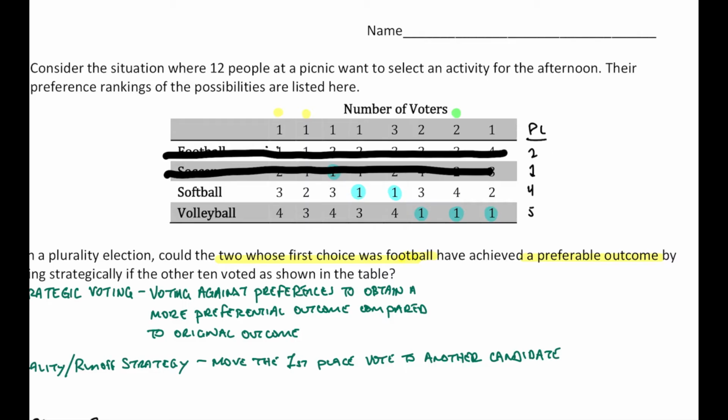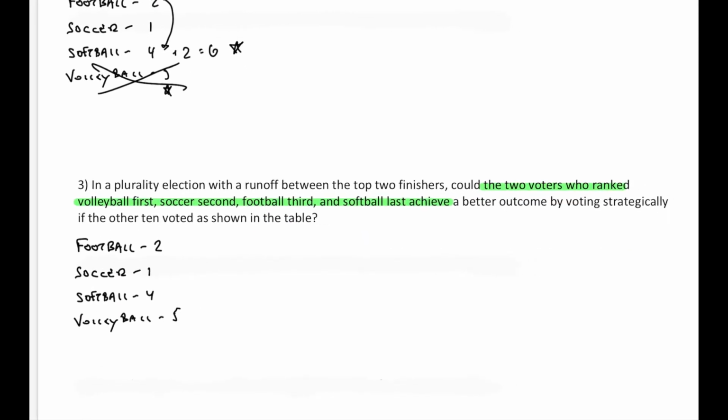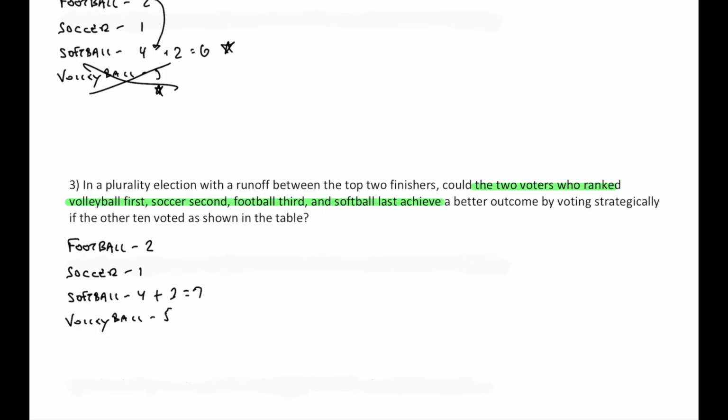And the remaining votes are going to go between softball and volleyball. Doing our runoff, those first 3 columns don't have any votes remaining, so we need to go for the higher ranking candidates. First column is going to go to softball because 3 is ranked higher than 4. The next column is also softball, and the next column is also softball. So we're going to add 1, 2, 3 votes to softball, bringing softball up to 7 votes. So softball becomes our runoff winner.